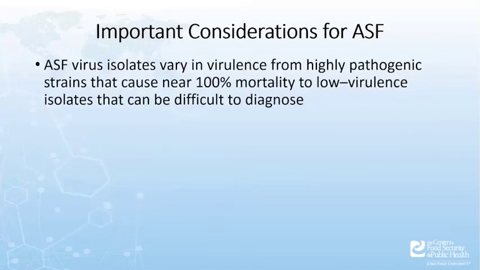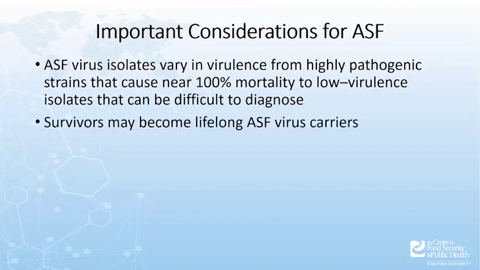Another important consideration is ASF isolates vary in virulence from highly pathogenic strains that cause near 100% mortality to low virulence isolates that can be difficult to diagnose and look like a number of other diseases. The high virulence ones, of course, are more likely to be found quickly than the low virulence strains of the virus. And survivors can become lifelong virus carriers, so it's important to identify survivors and eliminate them from the herd.